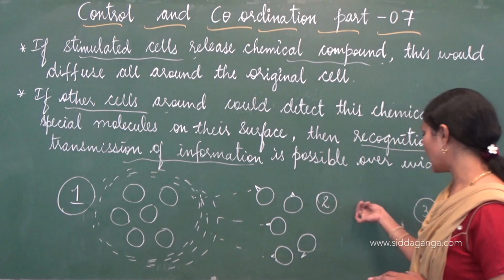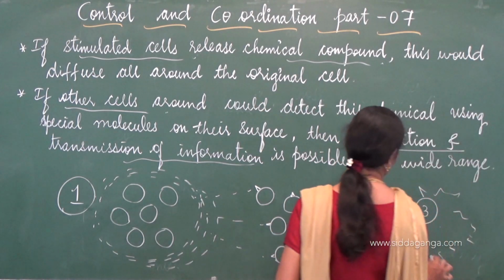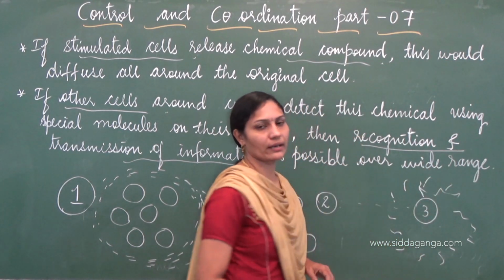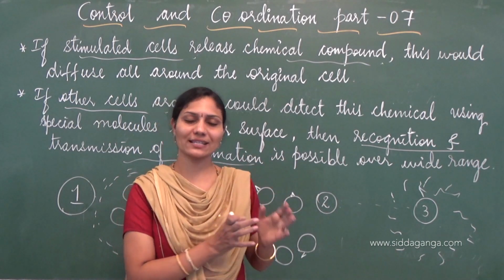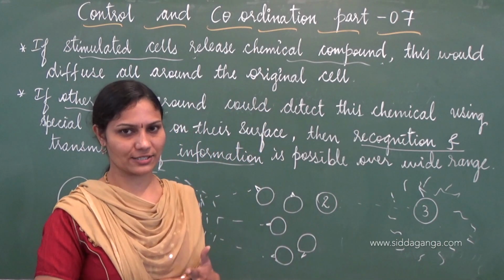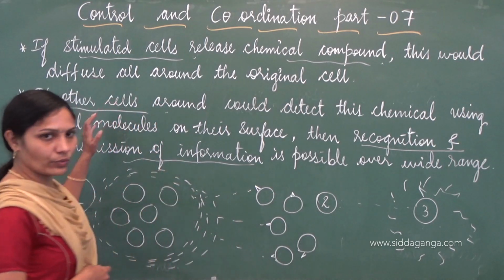It diffuses until here and the response is shown. Here is the actual activity, the actual response shown in this case. That is, the type 3 cells, or the target organs, show activity and responses. Clear? So I'll read it out once.